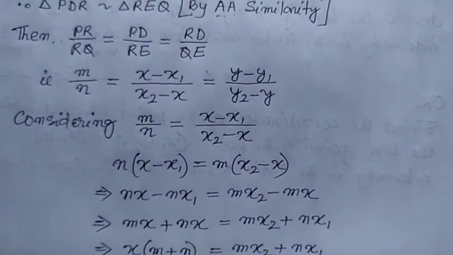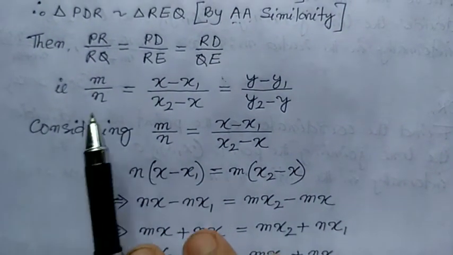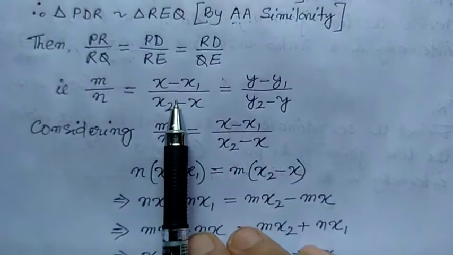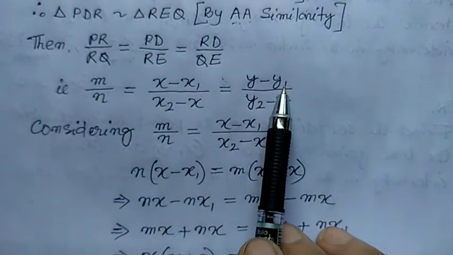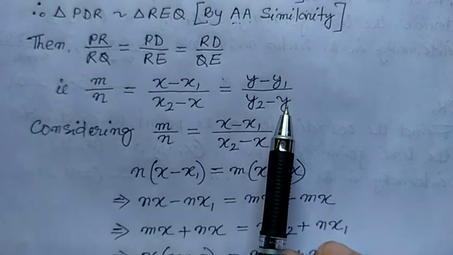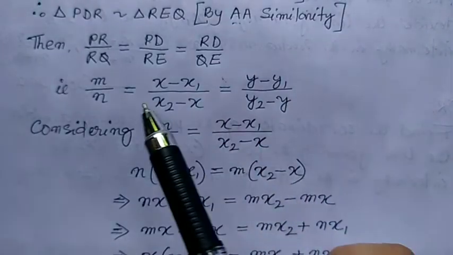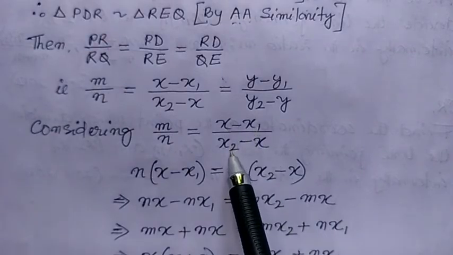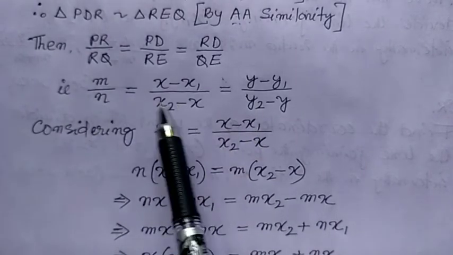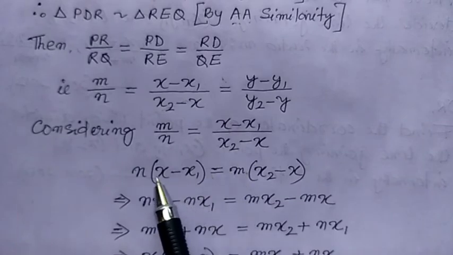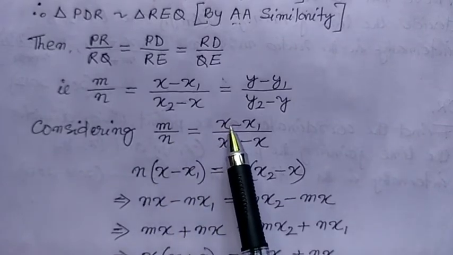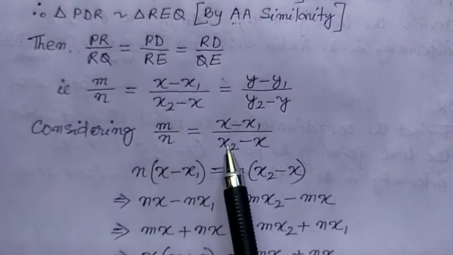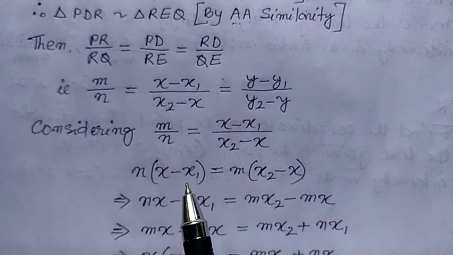Then now we have three expressions to be equal here: m by n, x minus x1 by x2 minus x, and y minus y1 by y2 minus y. Now we will take only two. We are considering m by n is equal to x minus x1 divided by x2 minus x. I mean, we consider this 2. Here cross multiplying: n is multiplying with x minus x1 and m is multiplying with x2 minus x.